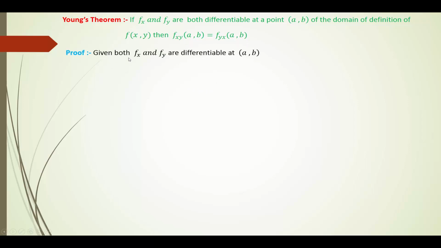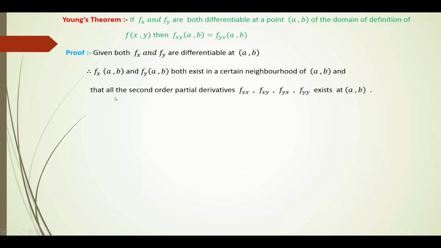Proof. Given fx and fy are differentiable at the point a b, then fx a b and fy a b both exist in a certain neighborhood of a b. Means we can find fx and fy at the point a b. Then all the second order partial derivatives, f double x, fxy, fyx and f double y, exist. Since fx and fy exist, we can find all second partial derivatives at the point a b.